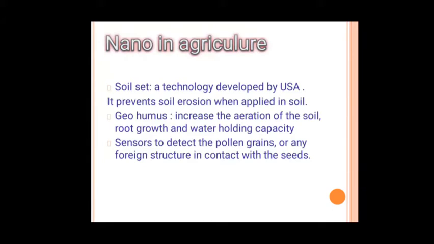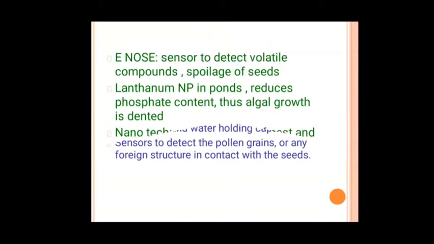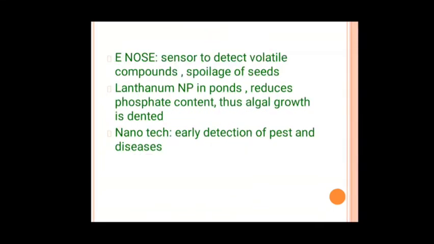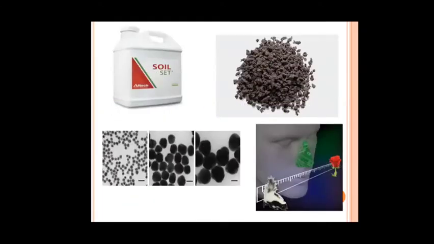The USA has developed a technology named Soil Set, which, when applied to the soil, prevents soil erosion. There are also sensors to detect pollen grains as well as foreign structures, which show light when they come in contact with the seeds. And the e-nose, otherwise known as the electronic nose, has sensors to detect volatile components and whether a seed is spoiled or not. Lanthanum nanoparticles, when spread in ponds, reduce the phosphate content and thus reduce eutrophication. There is also a technology for early detection of pests and diseases. And these are the pictures that depict the above technologies.